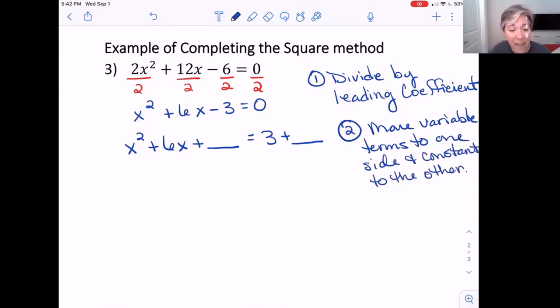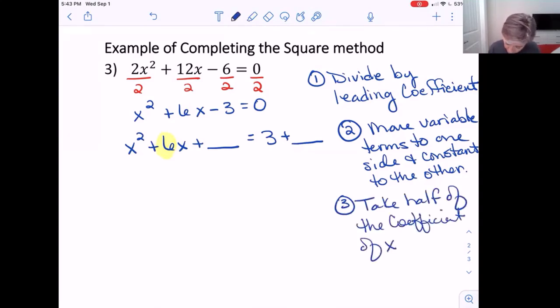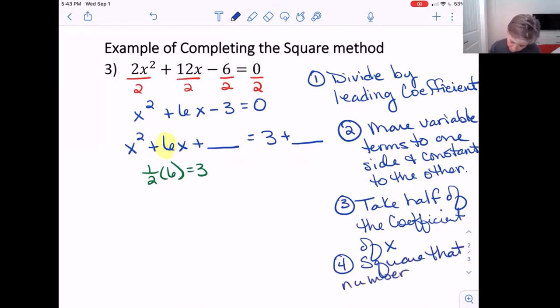Now this next step is kind of the important piece. So we got to remember that the middle number is double the number we're looking for. So if our middle number here is 6, we're going to take half of that coefficient of that x. So a half times 6 gives us 3. And then we're going to square that number and add it to both sides.